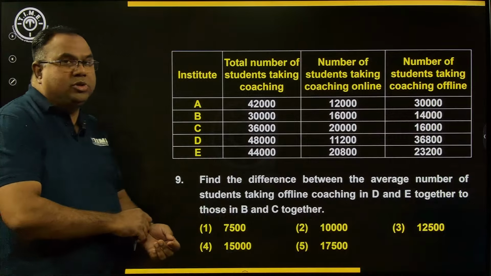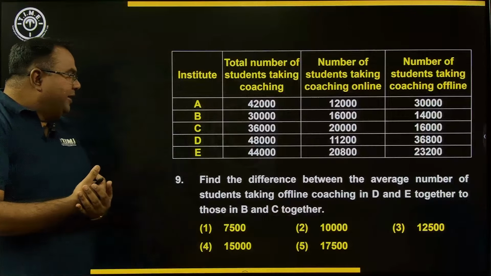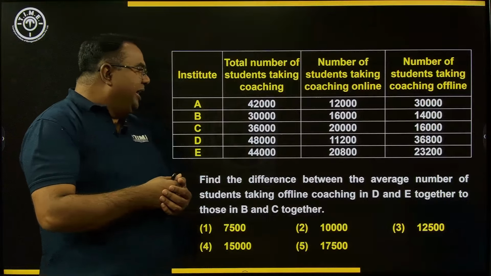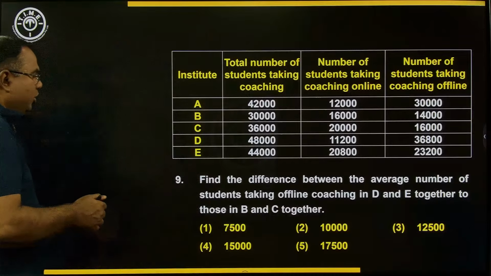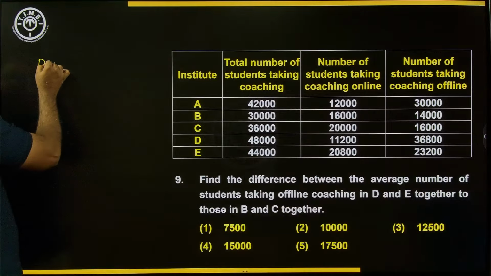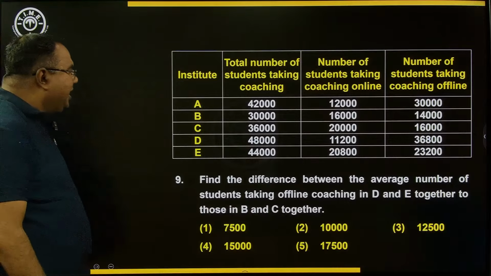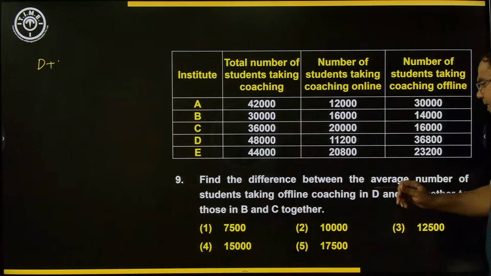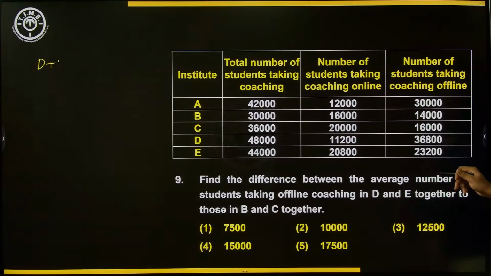Right? Look at this question. How to solve this? Find the difference between the average number of students taking offline coaching in D and E together, and those who take offline coaching in B and C. Okay, let me put it here. D and E offline coaching. This is the difference between the average of D and E and B and C. This is D and E. This is B and C.